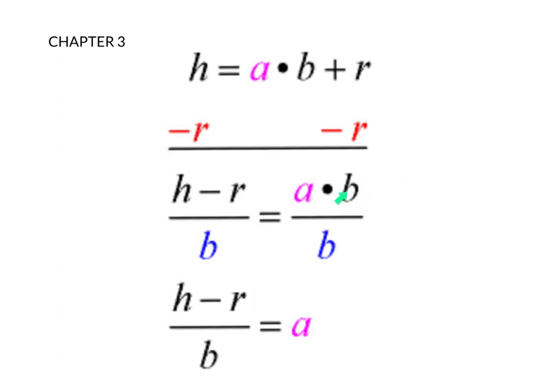Well, if B was a number, what would I do? It's being multiplied by A. Well, I'm going to divide to get it across. So I'm dividing both sides by B. And then you can see that you have your variable by itself.